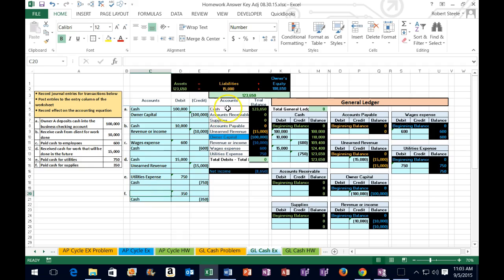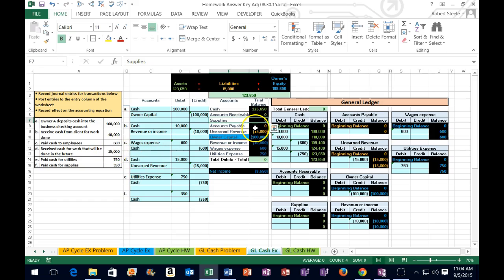Now the only question is, what should that account be? We bought supplies. Where are supplies here? It's up here. It's in the assets. So it's green. It's up in the asset section. You might be asking, why isn't supplies an expense? When we paid for utilities, it was an expense. When we paid the employees, it was an expense.